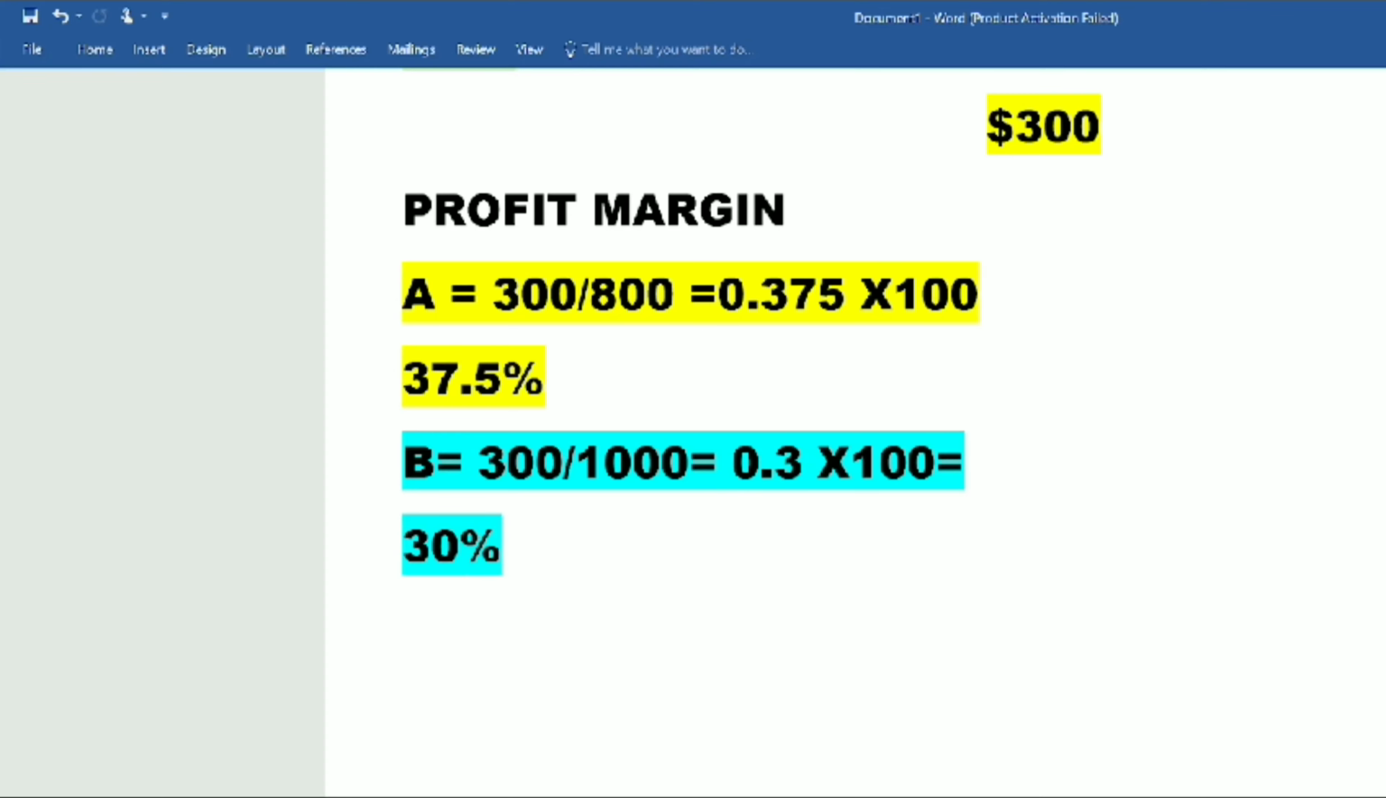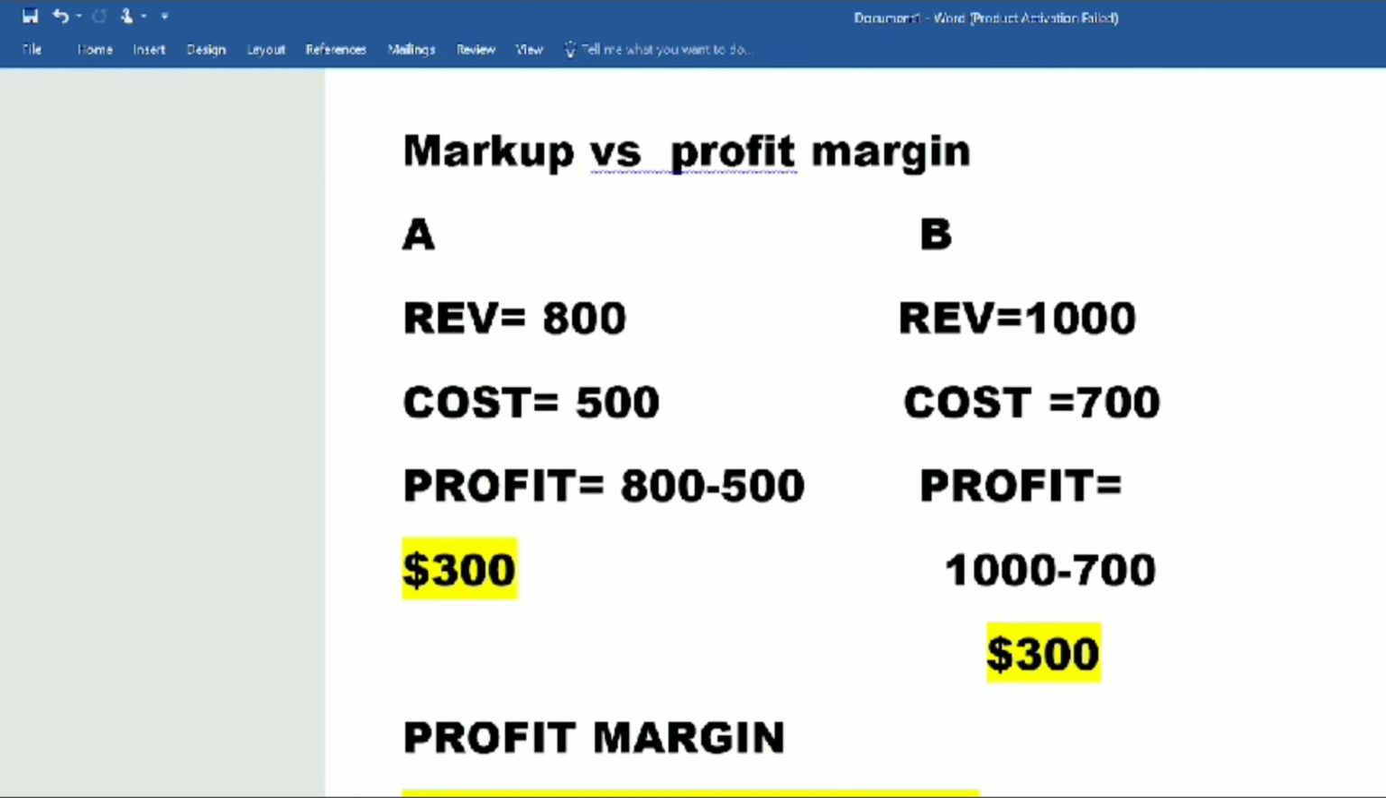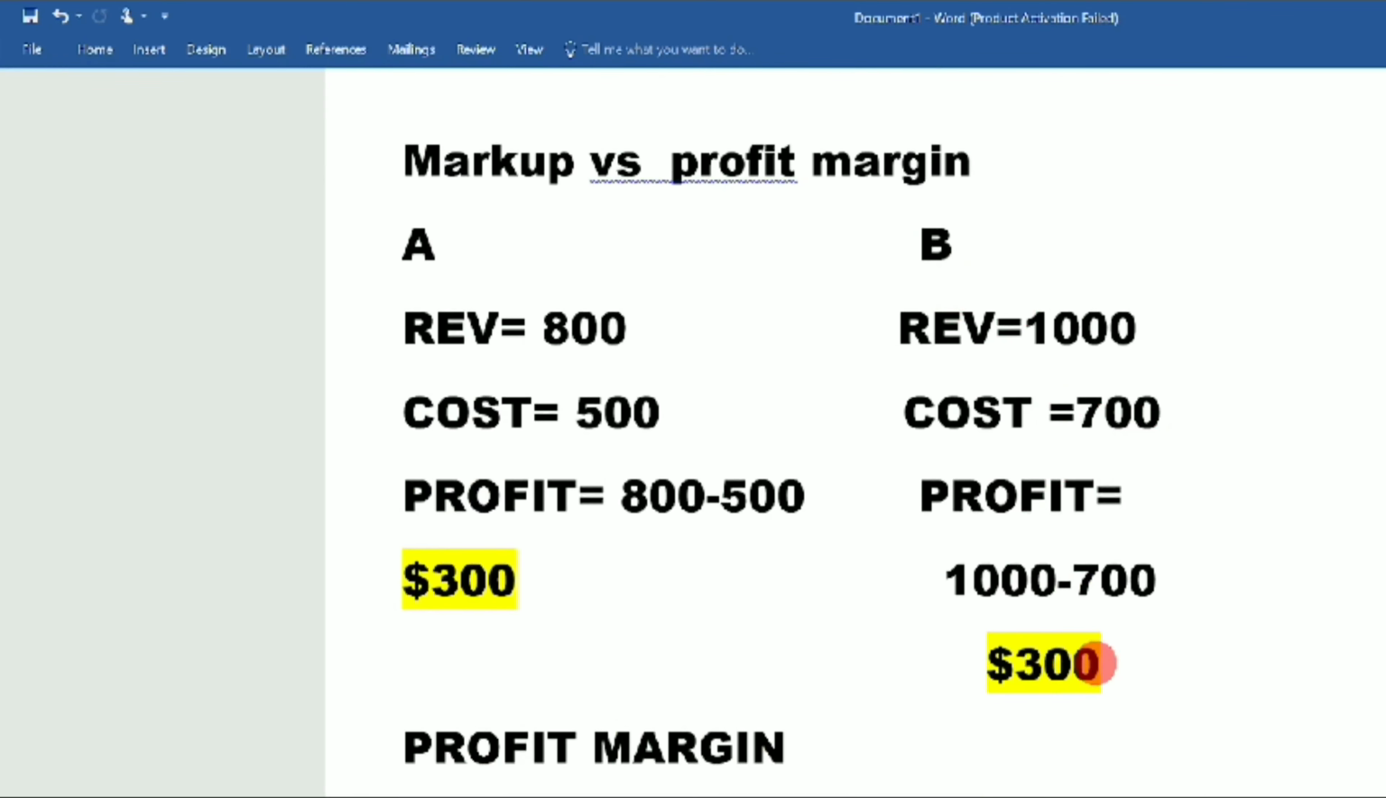Now, if you have invested in B, you can always say I've made a higher revenue, which is 1,000. So how come someone who has made a lower revenue of 800 is having a higher profit margin? This is because of cost. This is because of cost.